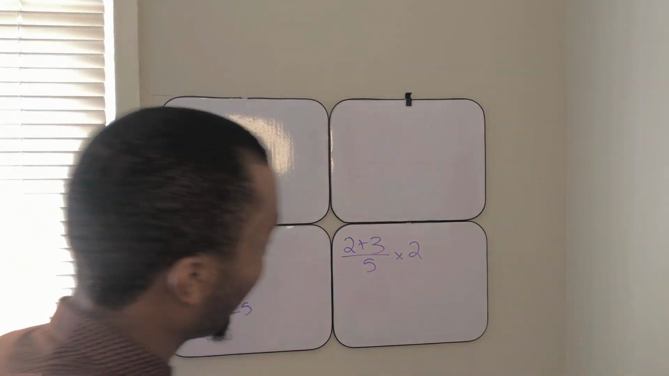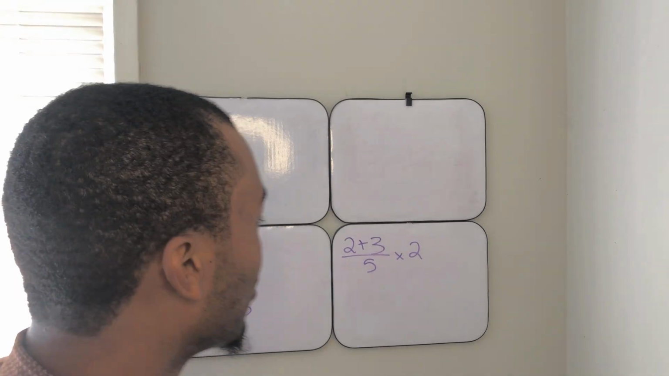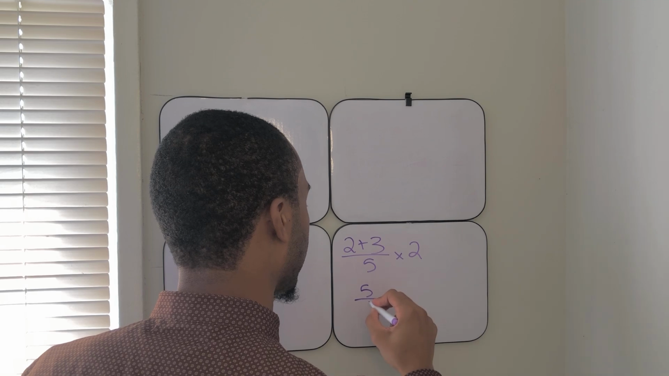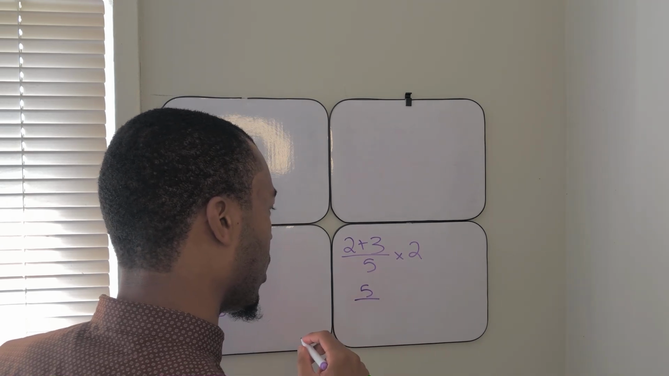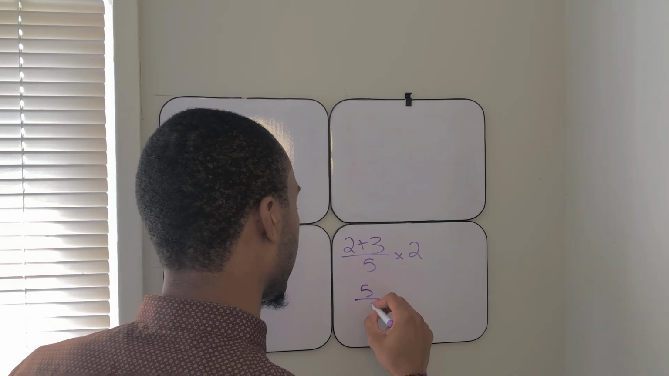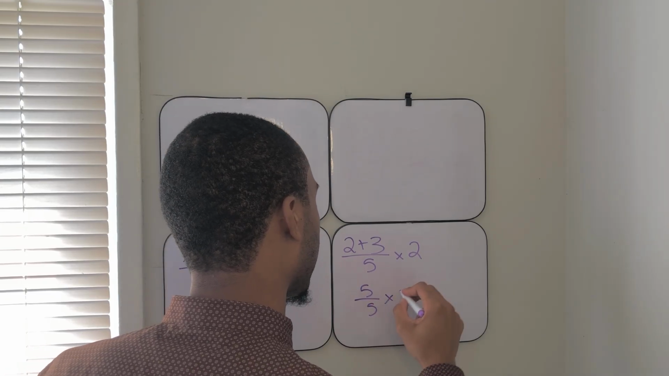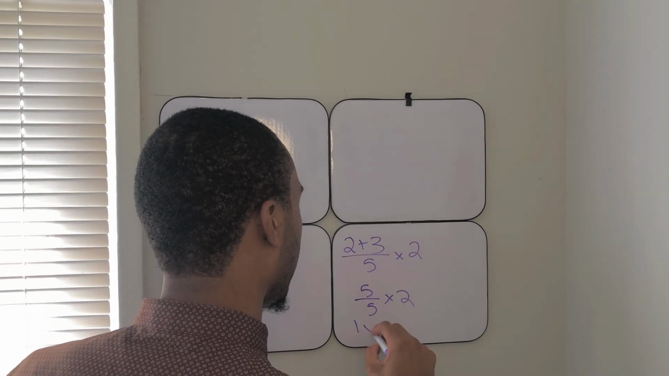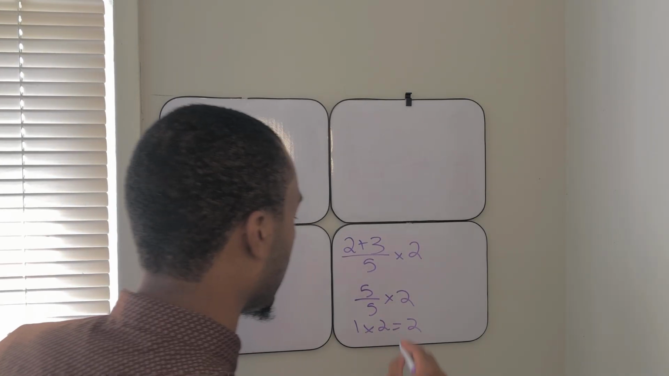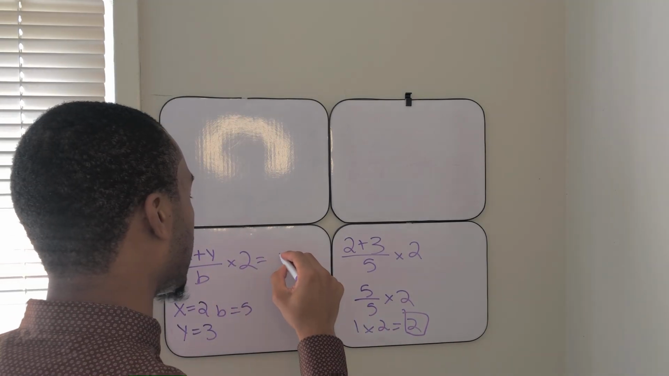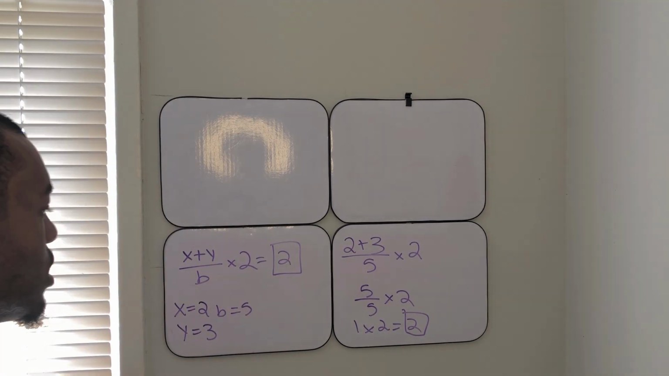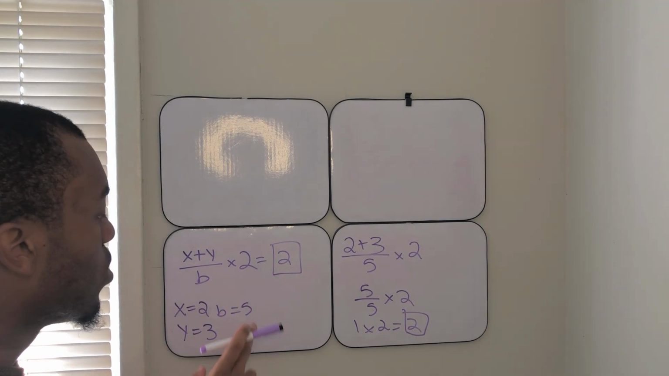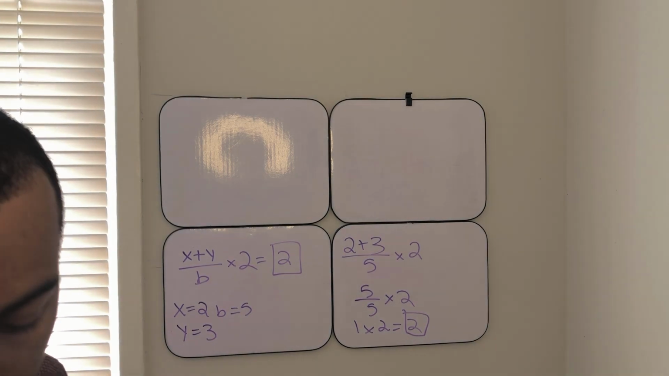To be honest, thank God this turned out a little bit clean. So we've got 2 plus 3, which is 5. Let me make sure I'm not tripping. Hold up now. I think we're doing this right, yeah. 2 plus 3 is 5, divided by 5, times 2. Next up, 5 over 5 is just 1, times 2. And so this is our answer. To the original expression, the answer is 2. X plus y over b times 2 is 2, but only when x is 2, b is 5, and y is 3.